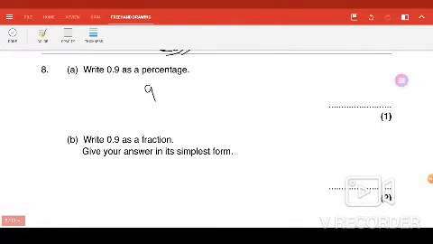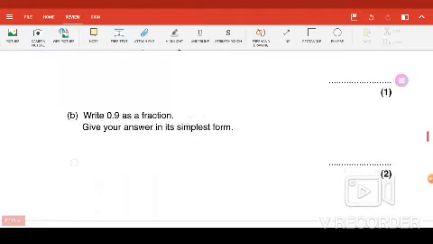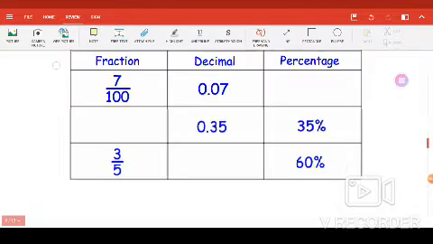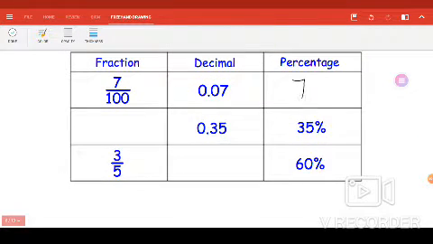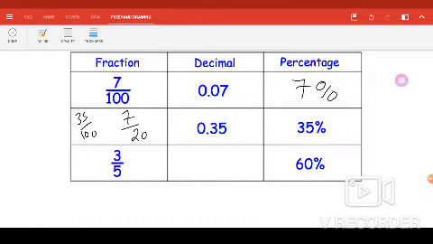This will be 90%, because this is 9 over 10 multiplied by 100, it will be 90%. This will be 9 over 10. Here it's 35%. This is 35 over 100, which is, as we did a minute ago, 7 over 20. This will be 0.6.